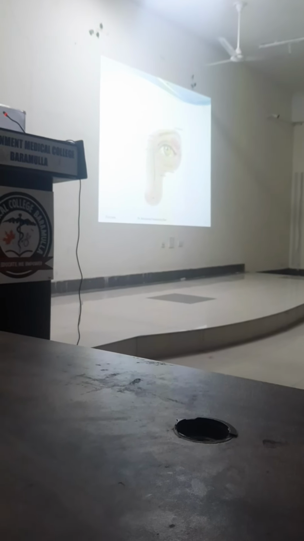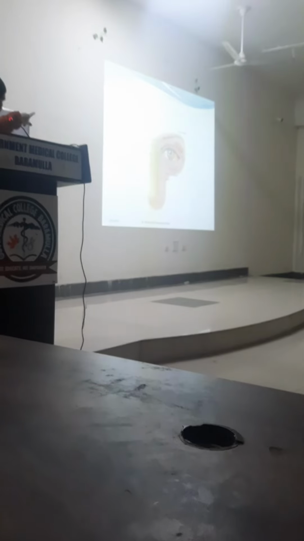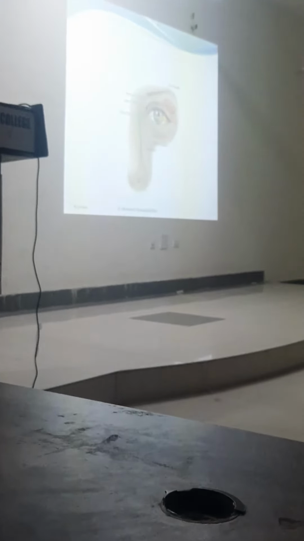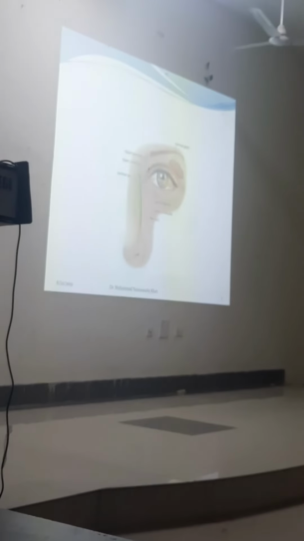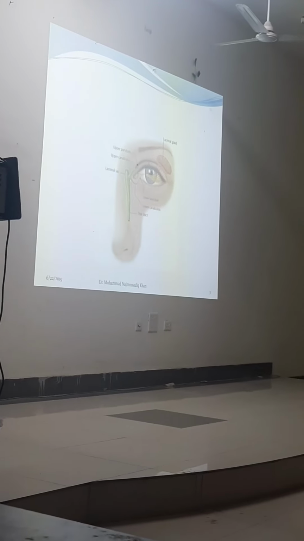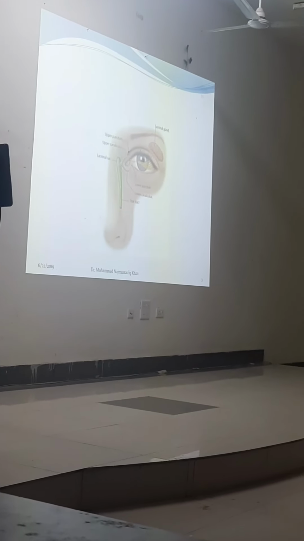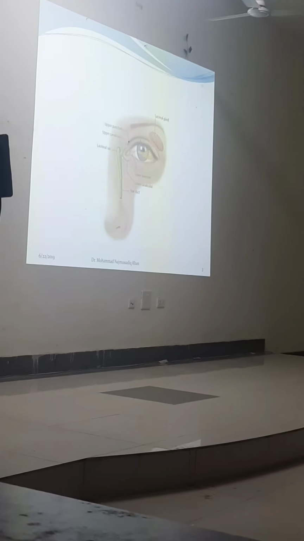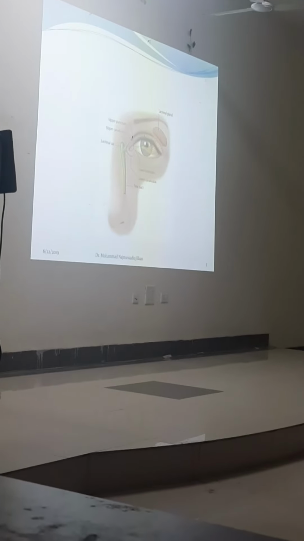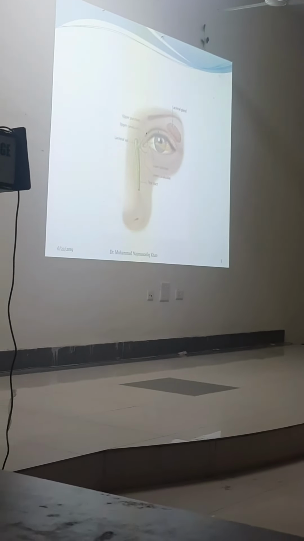You can see here there is the lacrimal sac, there is the nasolacrimal duct, which has the bony part and the membranous part, and that opens into the inferior meatus of the nose. That's how the tears are drained into the nose.